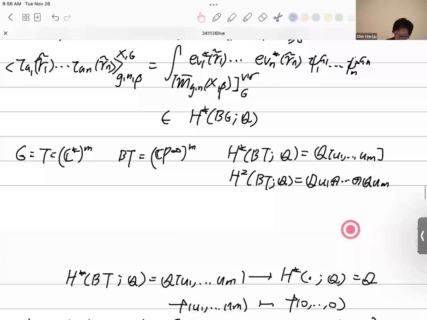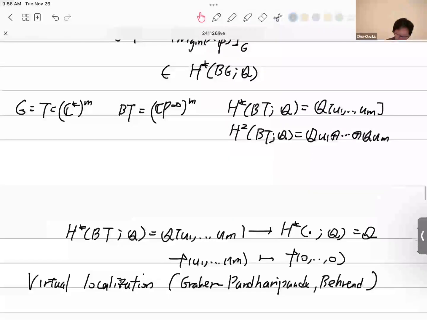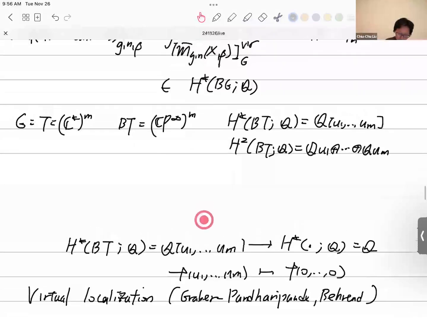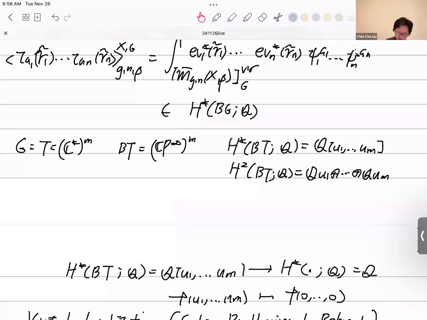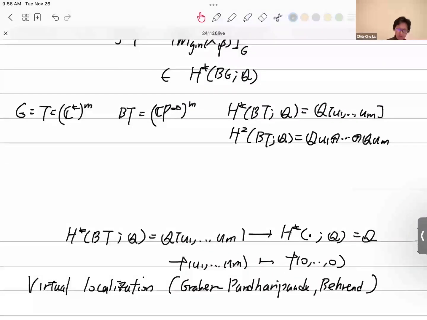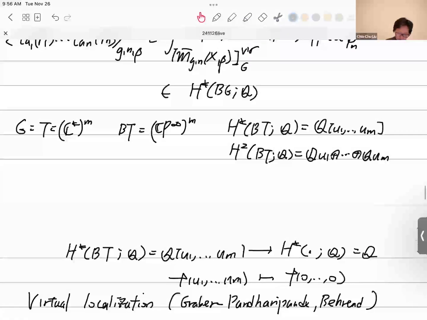Moreover, in this case, let me go to the next page. We know that when T is this torus, the T equivariant Gromov-Witten invariants are polynomials in u1 to um. And to recover the non-equivariant version, basically you evaluate at 0. So finally, after I finish this virtual localization, I'll take a break.